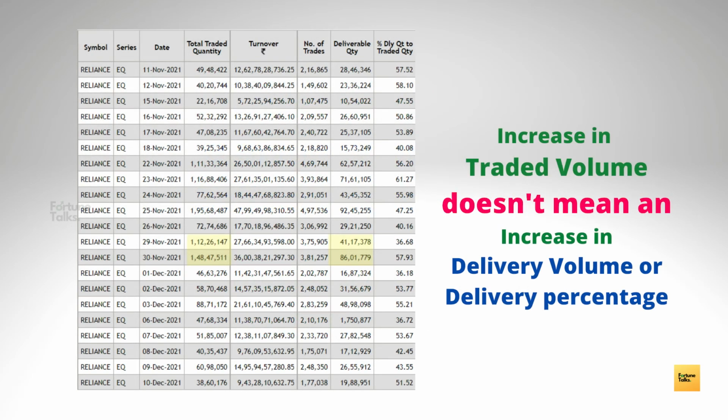Also understand that even if the overall traded volume is very high, it does not necessarily guarantee that the delivery volume will also be high, or simply it does not straight away mean that there is an interest from the investors. It can be seen as a heavily traded day and nothing else.